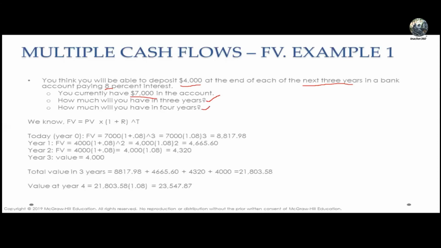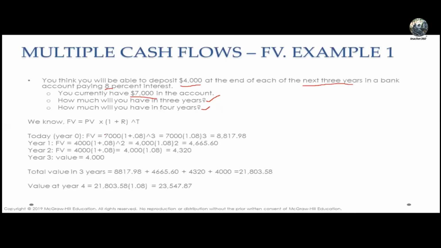So let's start first from the first question, the future value of the next 3 years. We know that future value equals present value times (1 plus r) to the power t. So at year 0, you have $7,000. You have to find out the future value of this $7,000 after 3 years.